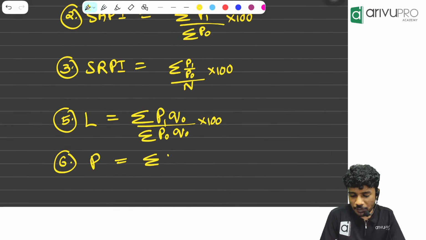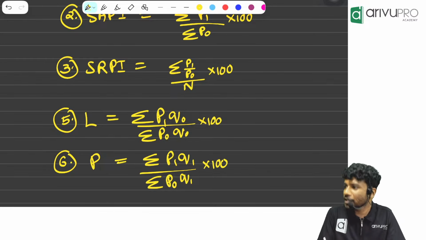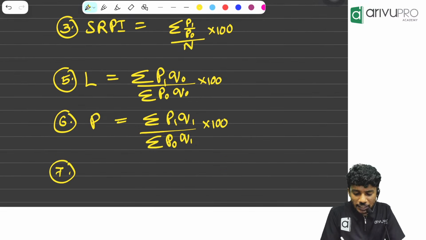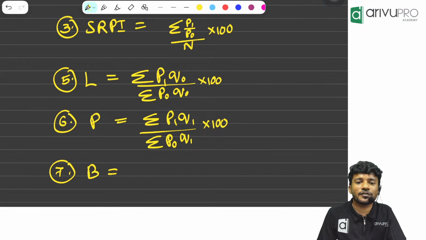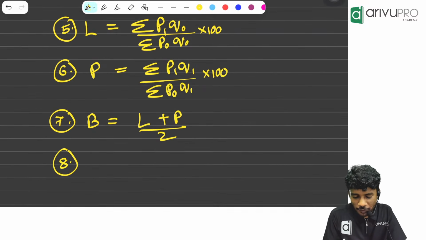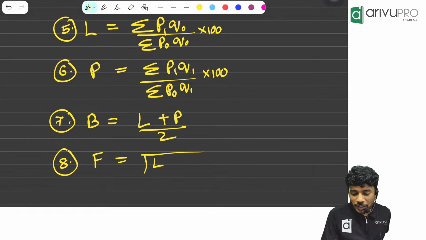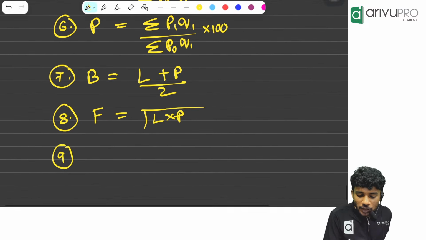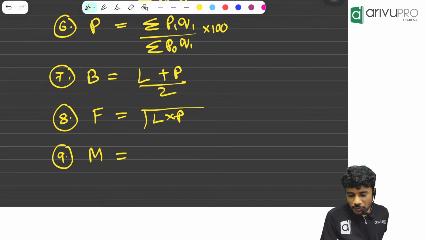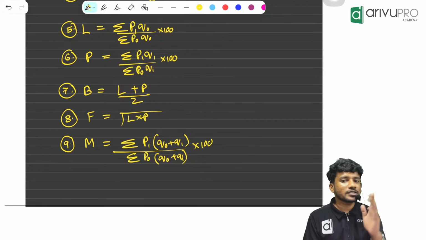Then we were talking about what? Paasche index number, that is summation of P1 Q1 divided by summation of P0 Q1 into what, people? 100. Then the seventh one we were talking about, Fisher or Bowley. We take Bowley index number, which is the arithmetic mean of Laspeyres and Paasche index number. Then the eighth one was Fisher, who is called as what, people? Ideal index number, which is the geometric mean of Laspeyres and Paasche. Then the ninth one was our Marshall-Edgeworth index number. What was it, people? Summation of P1 into Q0 plus Q1 divided by summation of P0 into Q0 plus Q1 into what, people? 100. So that was the first content we studied.